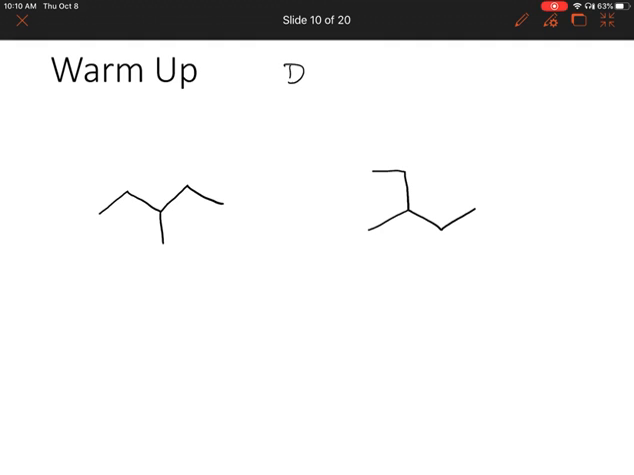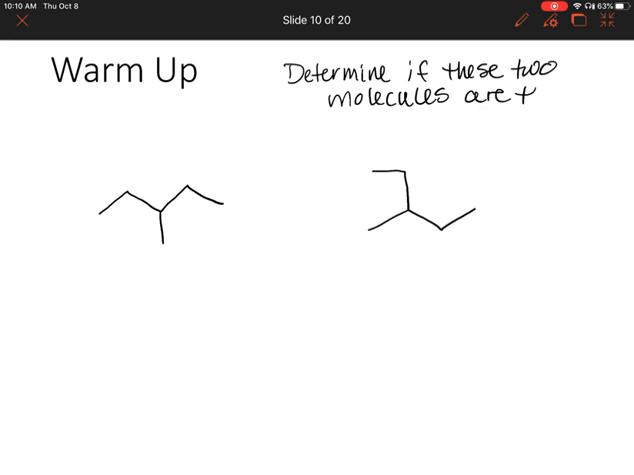So determine if these two molecules are the same or different. Okay, so if you want to pause the video and try to walk through each molecule, one recommendation is to name the molecules and see if you end up with the same name or different names. And then when you unpause, we'll go over it together.